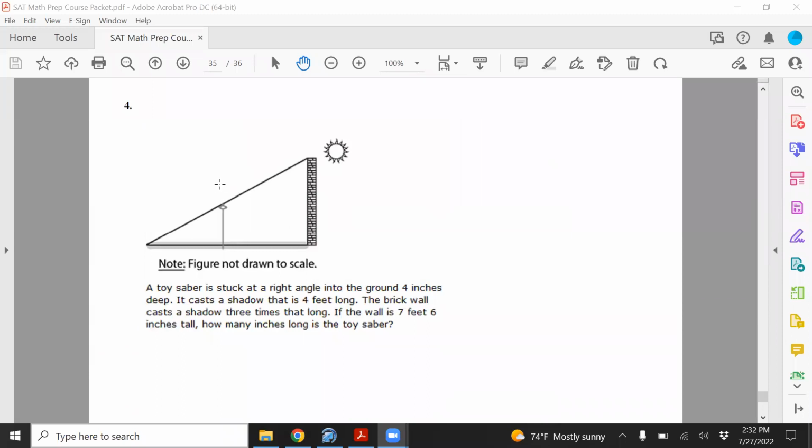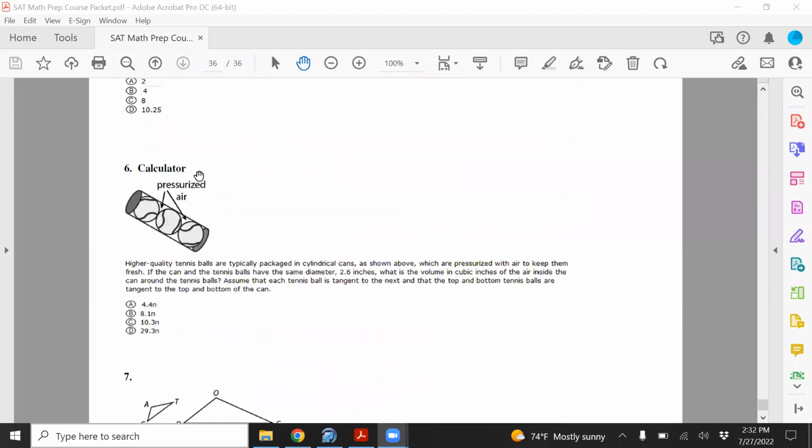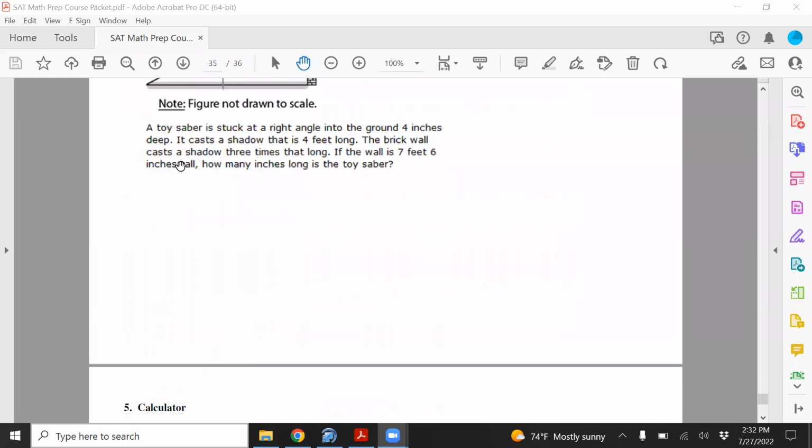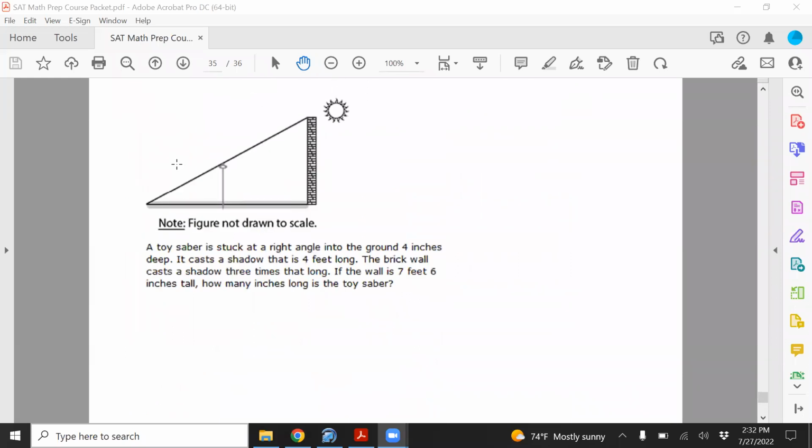All right, let's try this one. X is also free response. Are all these? No. Okay, the rest are multiple choice. So let's say 7 feet and 6 inches is 7.5. And then the toy saver stuck at right angle to the ground 4 inches deep and cast a shadow 4 feet long. This right here we don't know, I'll call it X. And this I don't know, I'm going to call that Y.